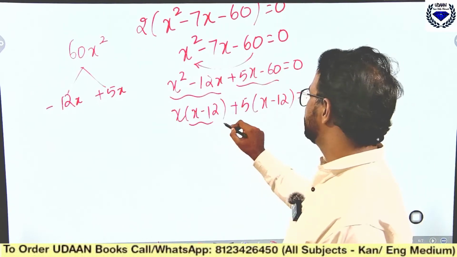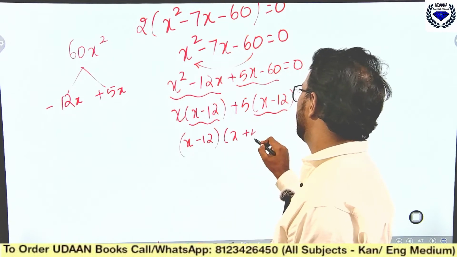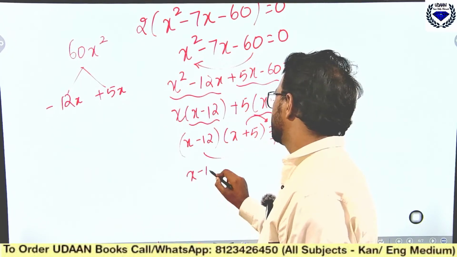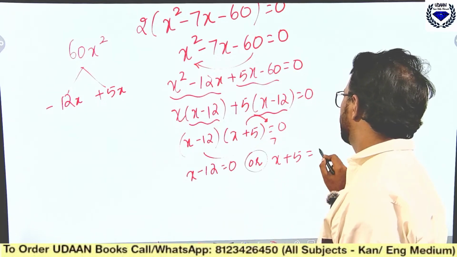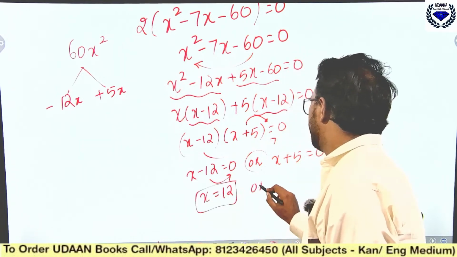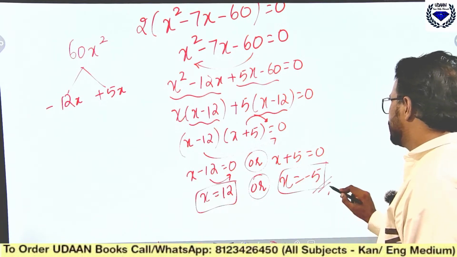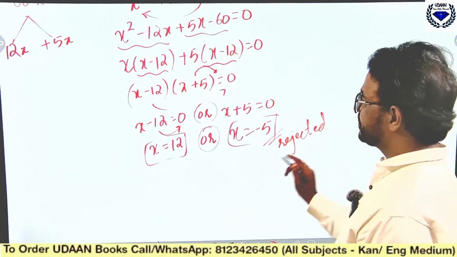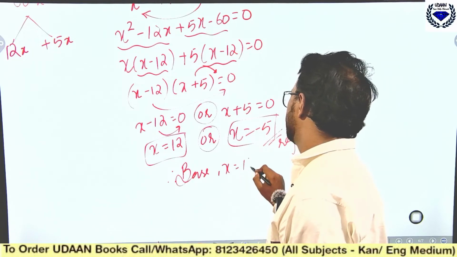Again you see that x minus 12 is common. If you take x minus 12 common, x plus 5 will remain. So this term equal to 0, this term equal to 0. X minus 12 equal to 0 or x plus 5 equal to 0. You take this here, x is equal to plus 12 or x is equal to minus 5. But this minus 5 is rejected. Why? Because a side cannot be negative. Therefore, base x is equal to 12 centimeter.